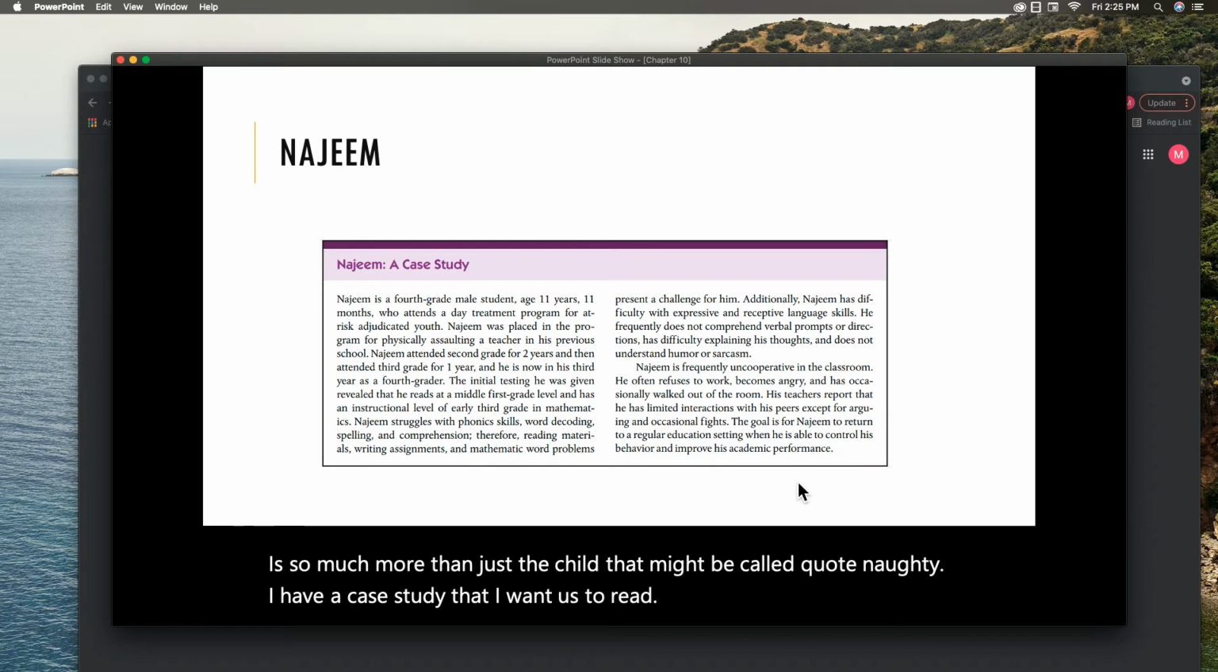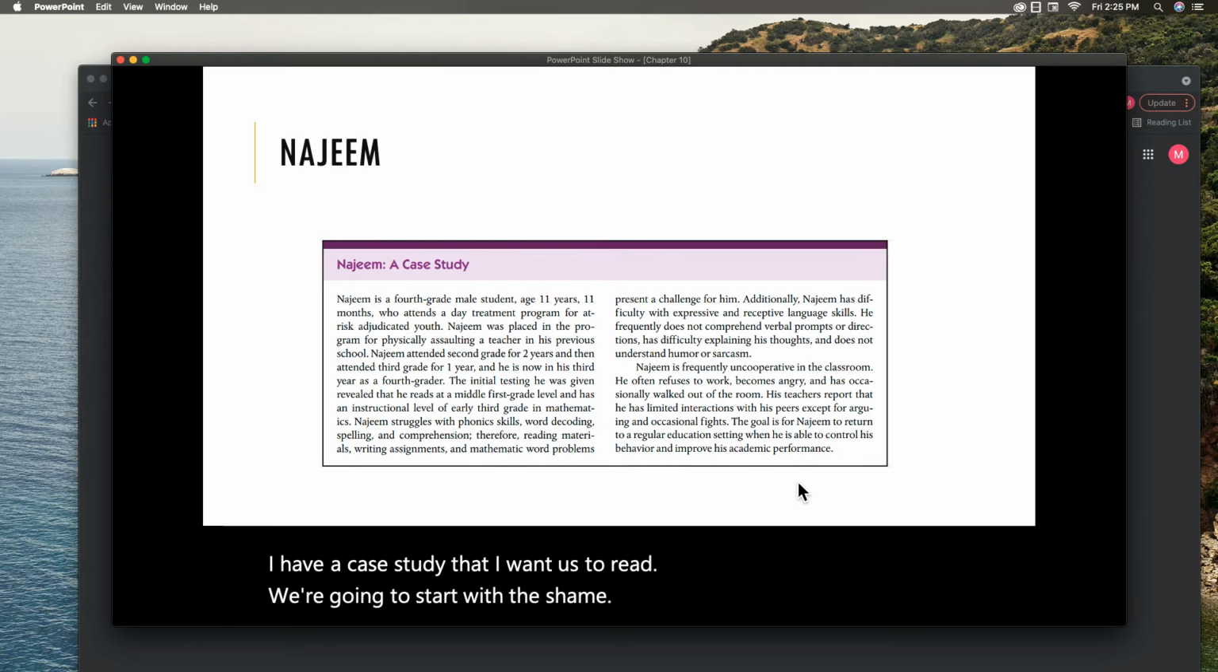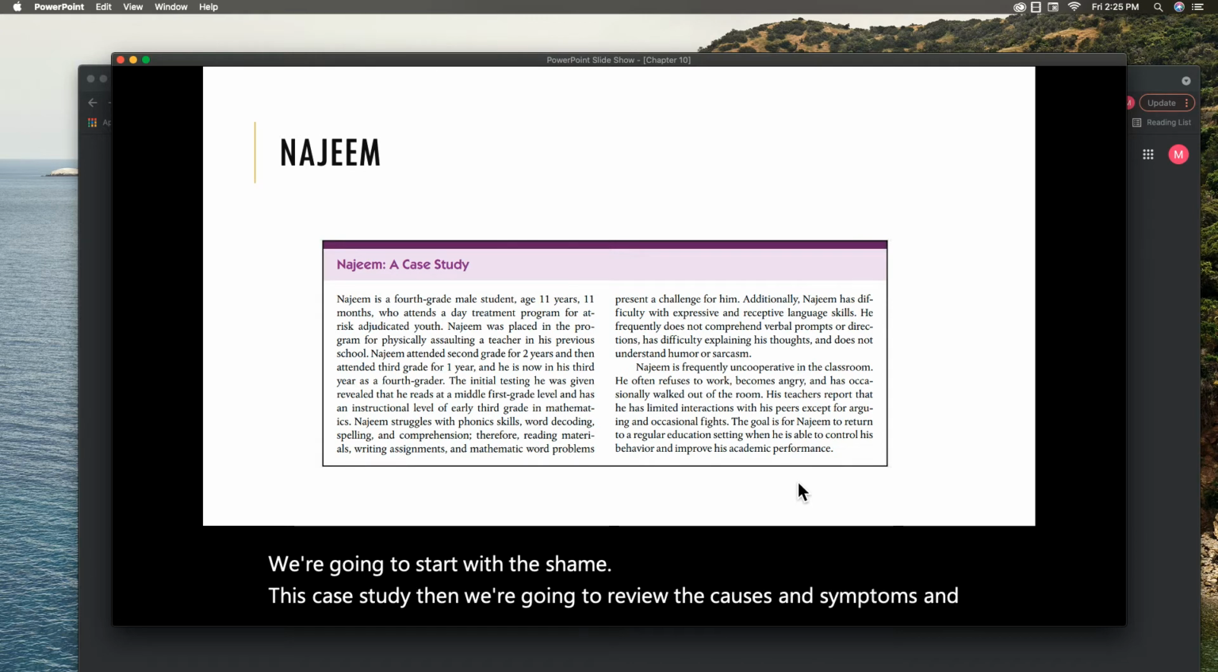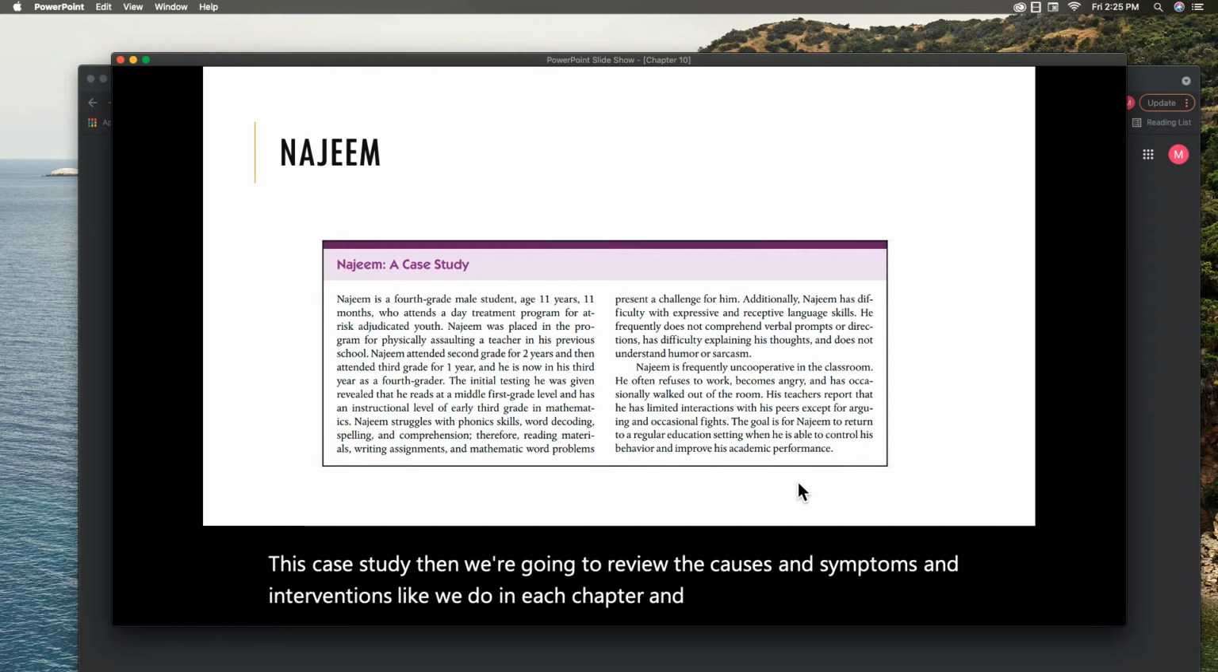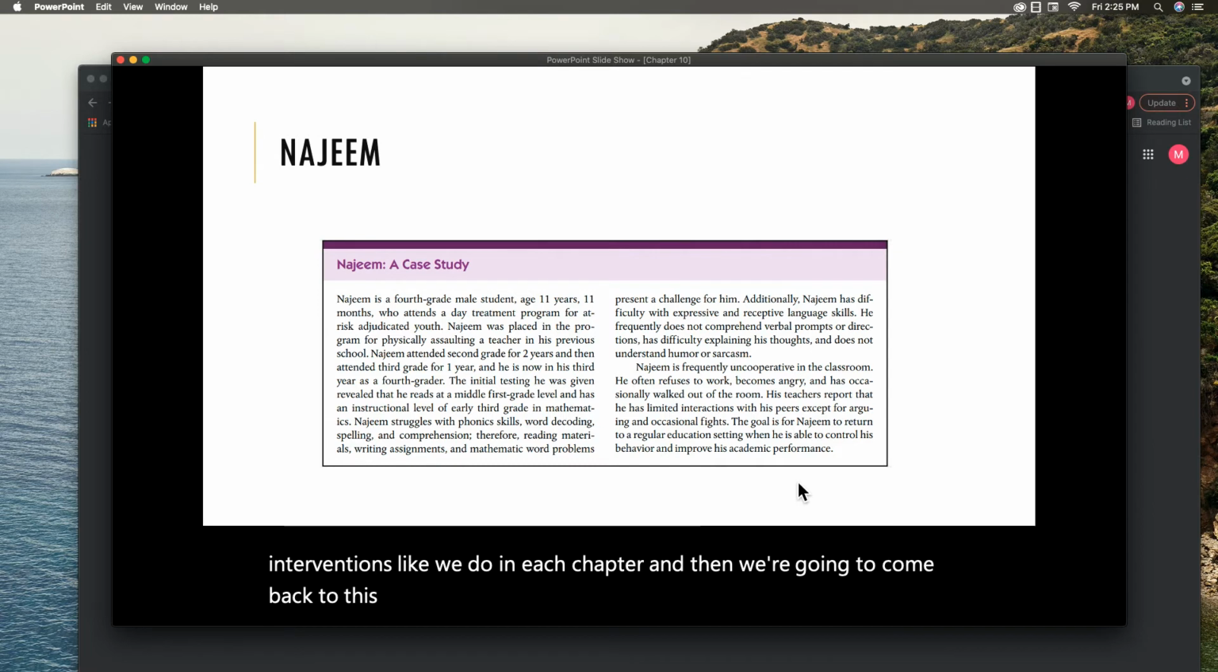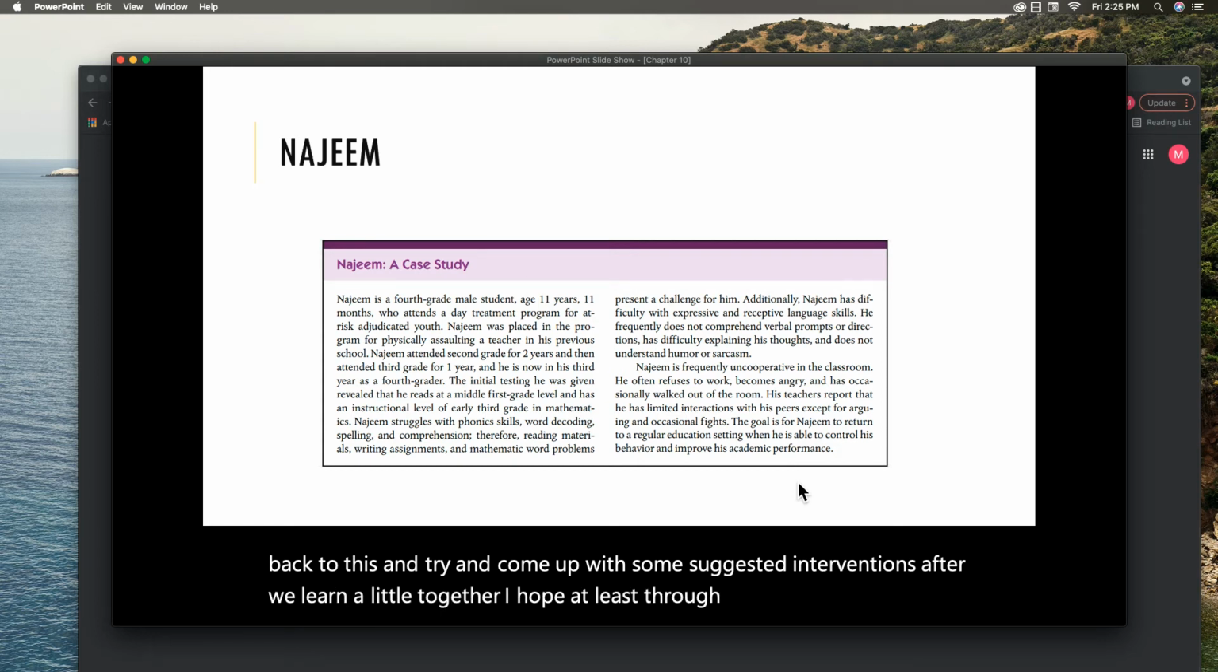We're going to start with Najim, this case study, then we're going to review the causes and symptoms and interventions like we do in each chapter. And then we're going to come back to this and try and come up with some suggested interventions after we learn a little together, I hope at least, through this lecture. So take some time to read that.